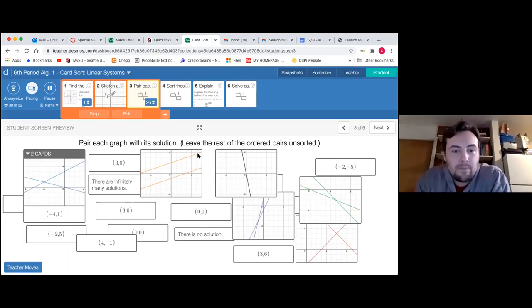What would the solution be, do we think? Infinite. Why do we think it's infinite? What about the graph tells us that it might be infinite, just looking at it? Or if you have another way of thinking about it being infinite, what do we think? Yep.